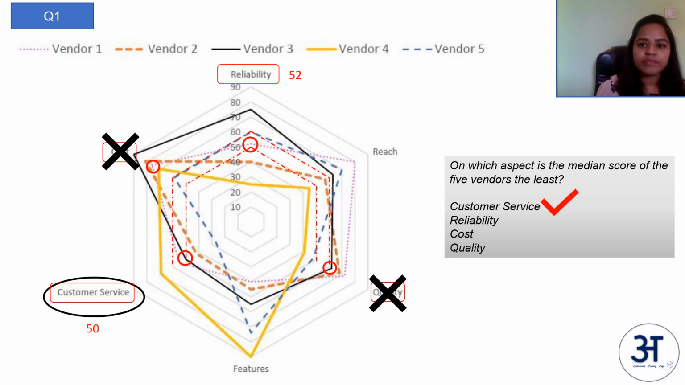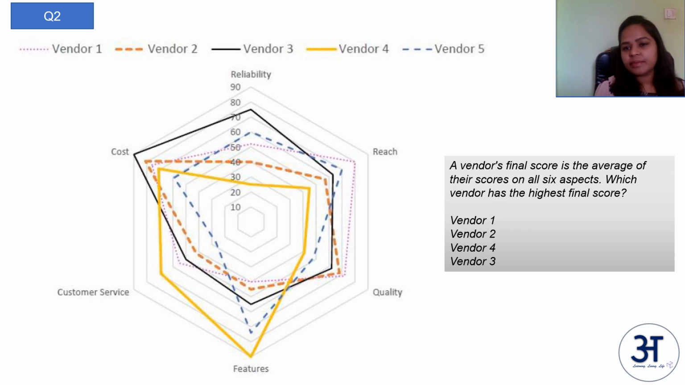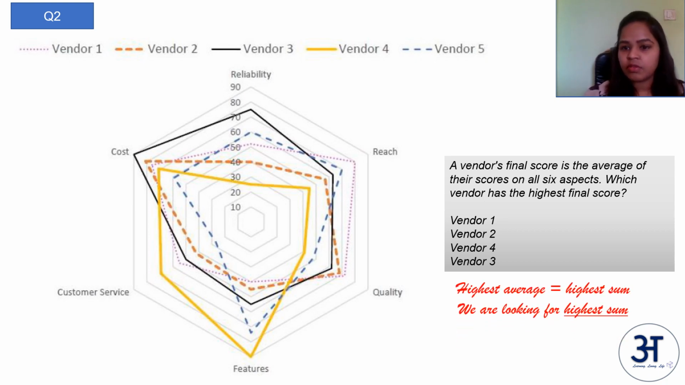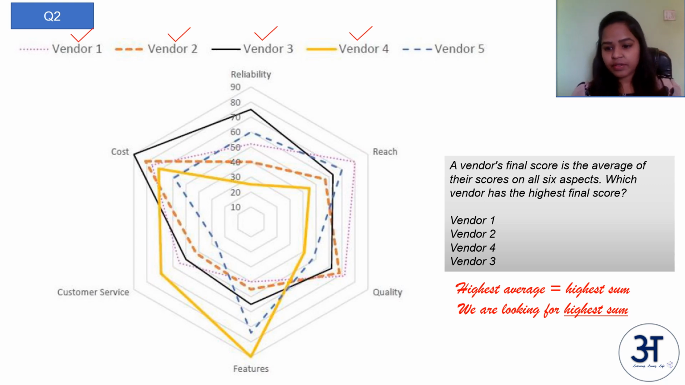So let us go to question 2. So here, a vendor's final score is the average of the scores on all 6 aspects. Which vendor has the highest final score, right? So they define what is the final score, and they're asking which one has the highest final score. So for a higher average, obviously you need to have a higher sum. So here we are looking for the highest sum. And also we are not looking at all the vendors. We are looking at vendor 1, vendor 2, vendor 3 and vendor 4, because those are the vendors who are mentioned in the question, right? So now let us look at how to solve this again without calculation.